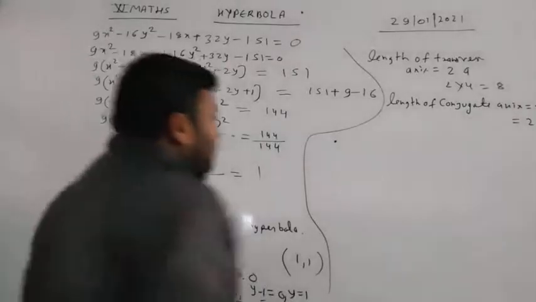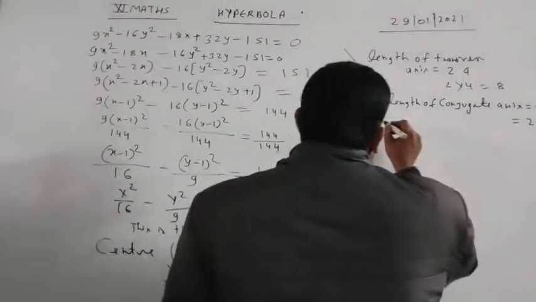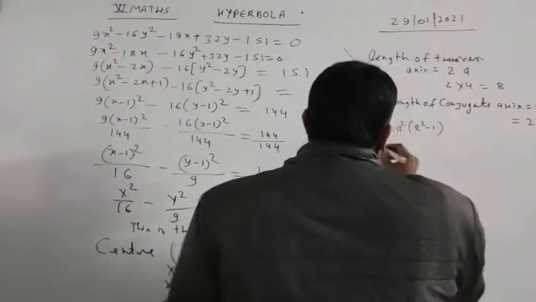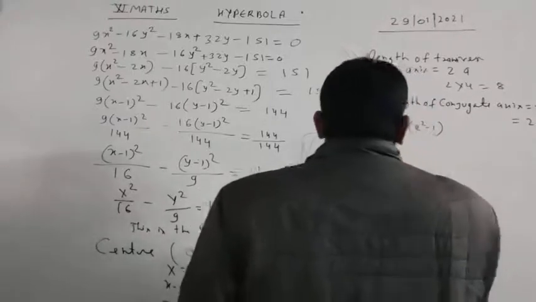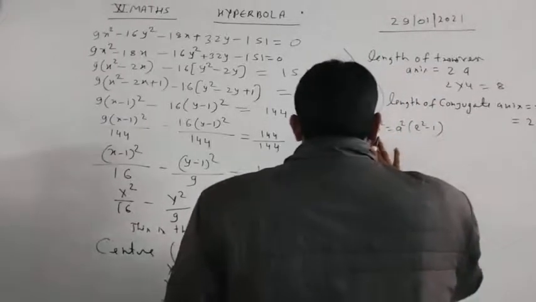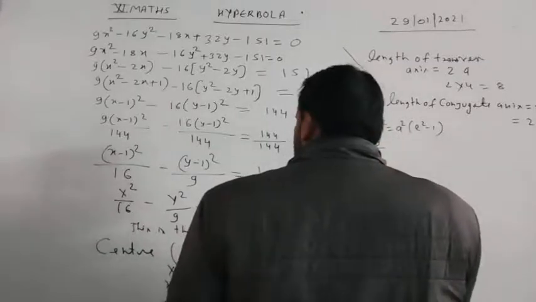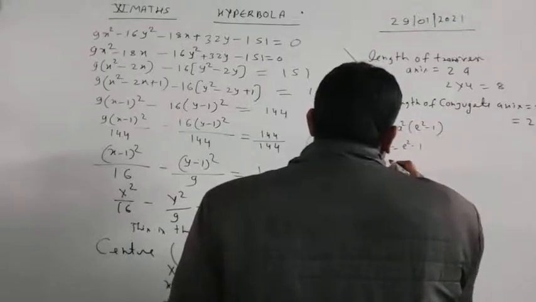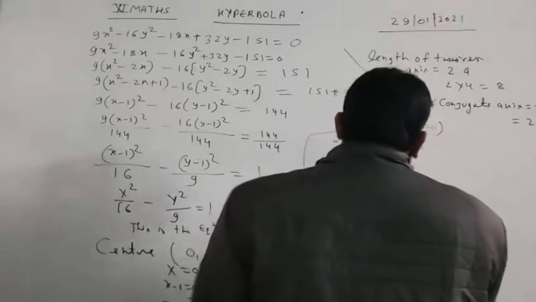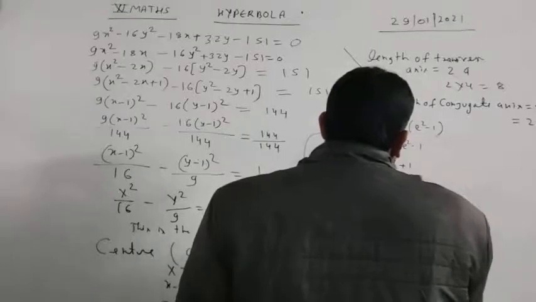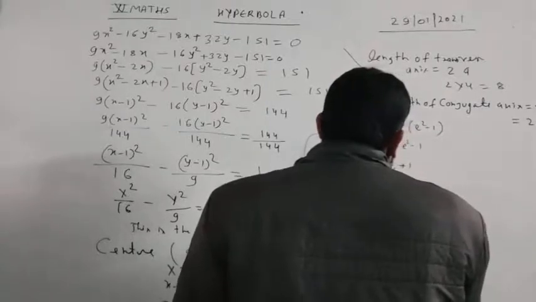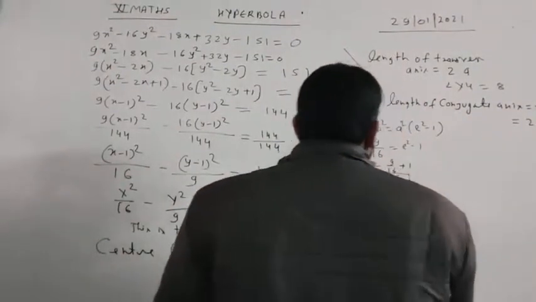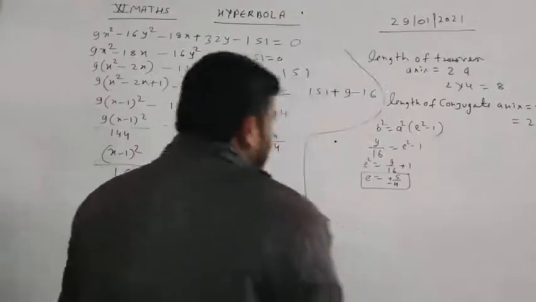Now we will find our eccentricity, which is b square is a square times (e square minus 1). So b square is 9 and a square is 16. So e square is 9 by 16 plus 1, so e is equal to 5 by 4. So our eccentricity is plus or minus 5 by 4.